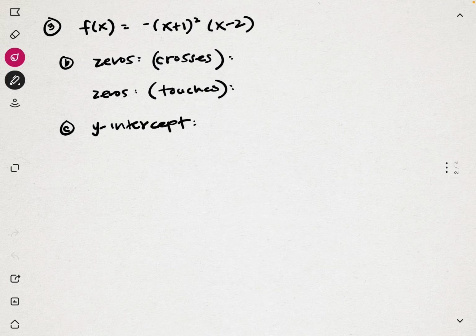Okay, on to the next one. It's saying f of x equals negative (x plus 1) squared times (x minus 2). And it's asking us, where do the zeros cross, where do the zeros touch, and what is our y-intercept? So remember, cross is any odd power factor. So because this is x minus 2 to the 1 technically, right, because we have one of them there, then this is going to cross. So it's going to cross at the 0 for x minus 2 is 2.